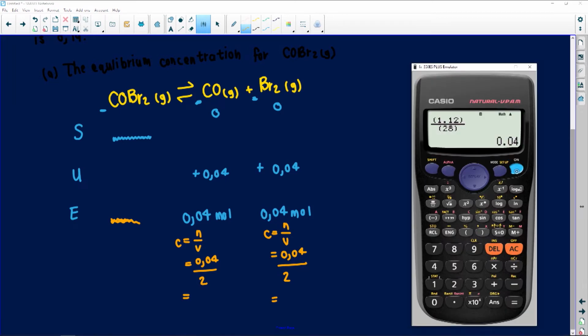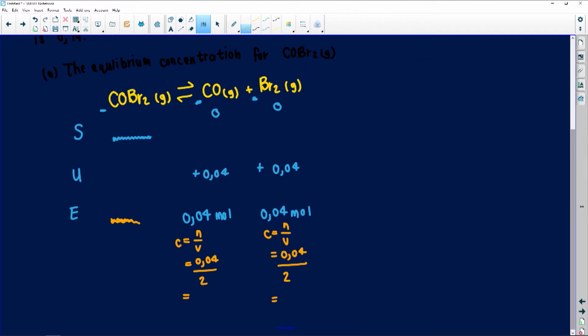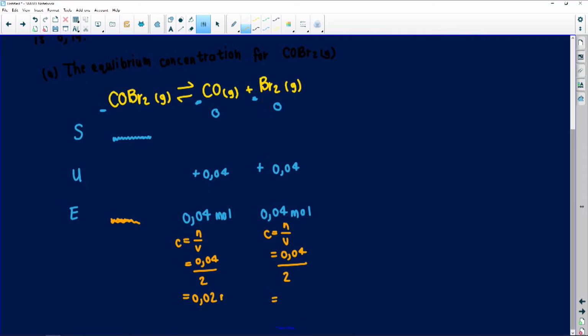Let's calculate this one. So if I have 0.04 and I divide that by 2, remember to say SI, I have 0.02. And remember, the SI unit for concentration now changes. When we do moles, it's moles. When we talk about grams, it's grams. But now when we talk about concentrations, it's mole per cubic decimeter. So we say mol.dm^-3. Now this is the same, so I'm going to have 0.02, and it also will be mol.dm^-3.